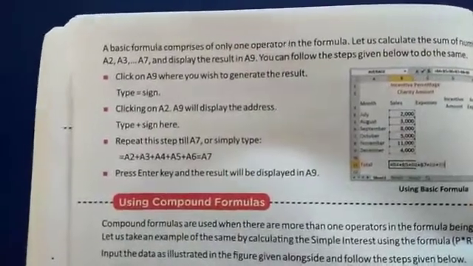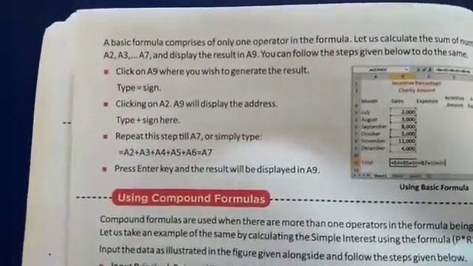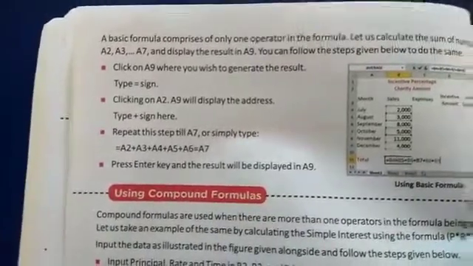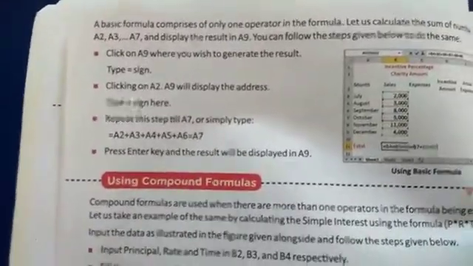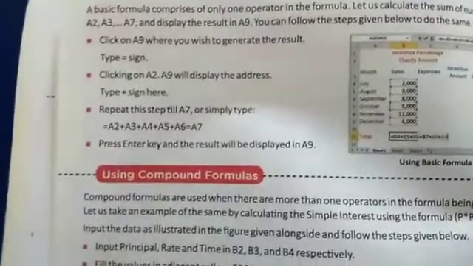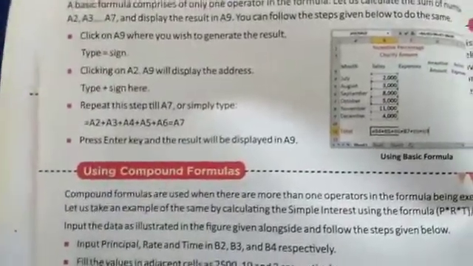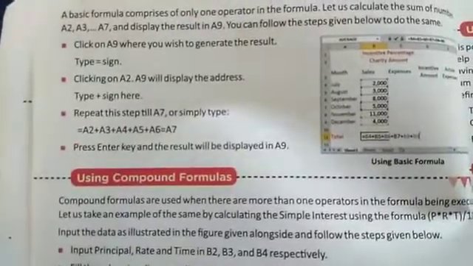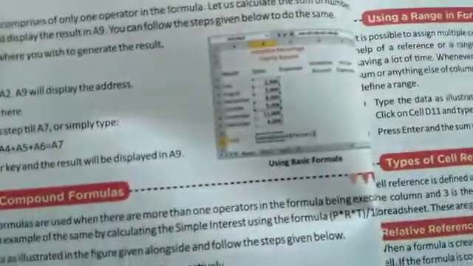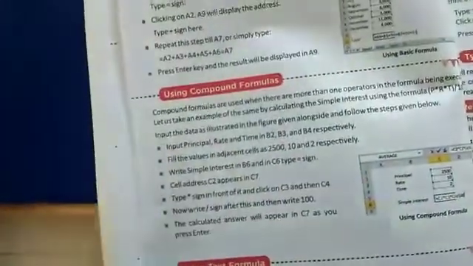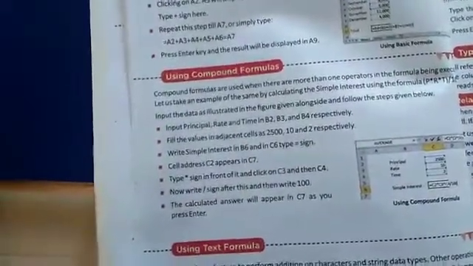First of all, type the equal to sign. Click on A2, and the address will be displayed. Type the plus sign, and repeat this step until A7. Now it means A2 plus A3 plus A4 plus A5 plus A6 plus A7. Press Enter and the sum of the values from A2 to A8 will be displayed in cell A9. Whatever the values in this column, they will get added up and the result will be in A9. Now if your calculations are not simple, we have to use compound formulas.